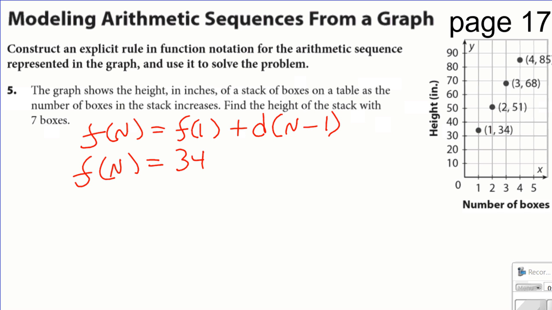And then to double check that, you do 68 minus 51, and you get 17. So my common difference is 17. And since it's going up, it's going to be positive. So then I write out the rest of my formula, and this is my explicit formula for this graph.